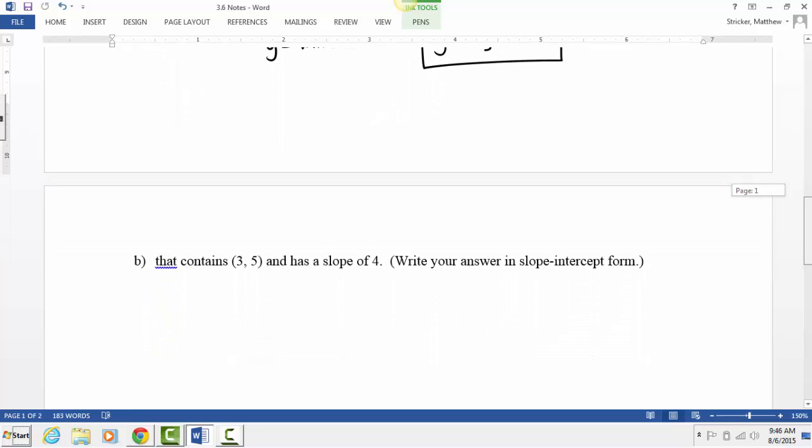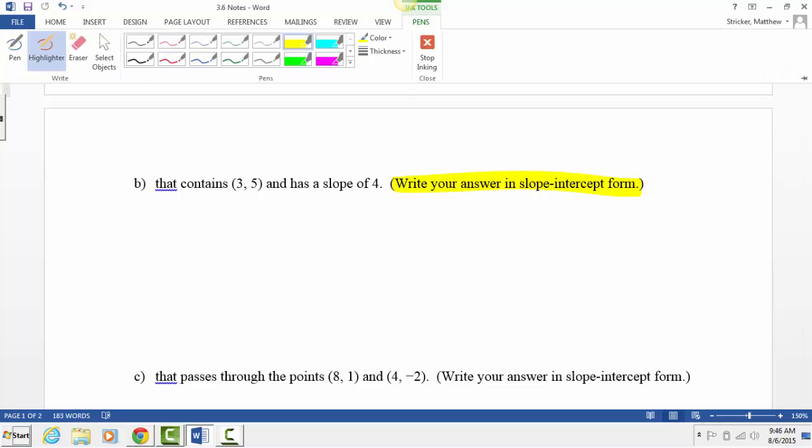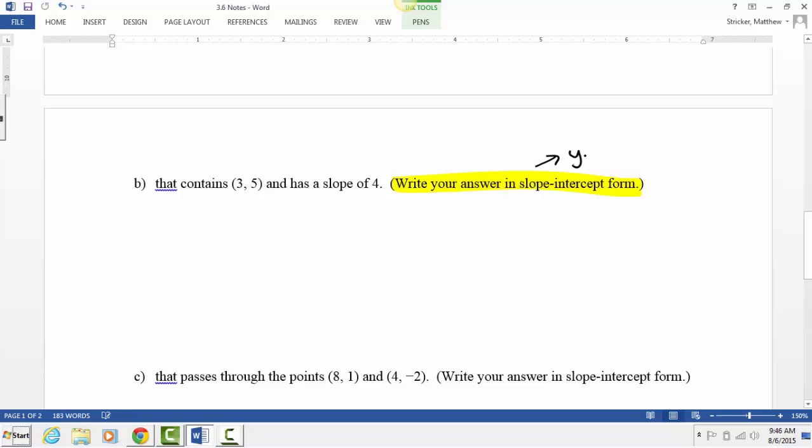For example, find the equation of a line that contains the point 3, 5 and a slope of 4. And then it says in parentheses here, write your answer in slope-intercept form. We know that to mean that we want to write in y equals mx plus b form. And here we're given some information. The point, remember, we can think of this as an x1 and a y1. And of course this is our m.